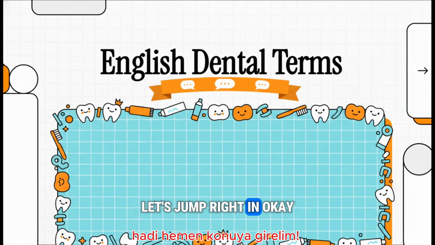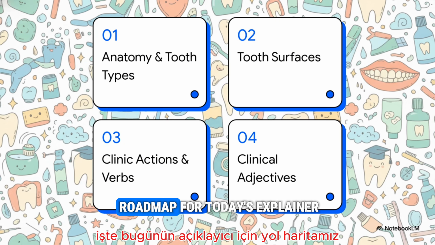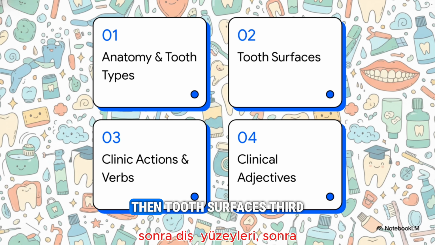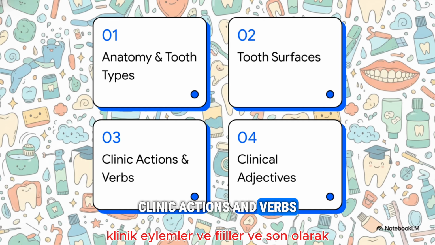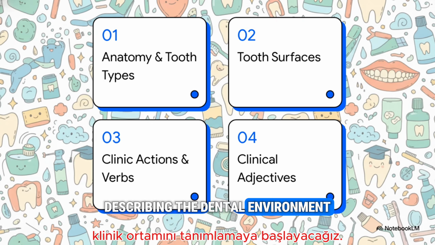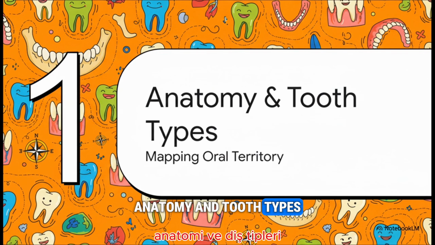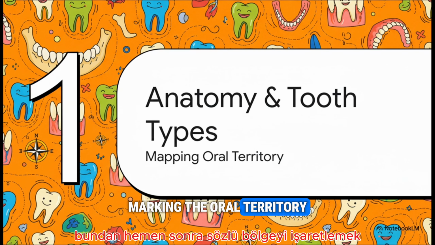Let's jump right in. Okay, so here is our roadmap for today's explainer. First, anatomy and tooth types. Then, tooth surfaces. Third, clinic actions and verbs. And finally, describing the dental environment. Let's get going. Section 1. Anatomy and tooth types. Mapping the oral territory.